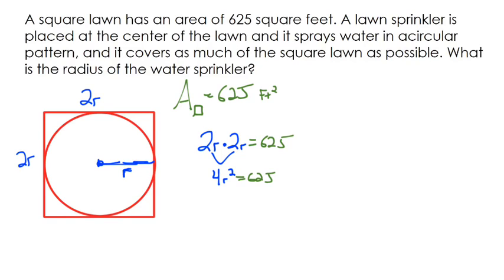And then I'm going to divide by 4 on each side of this equation, because we're going to try to isolate that r squared. And so our r squared is equal to 156.25. And then lastly, I'm just going to solve with roots here. If I take the square root of each side, we're going to be left with the fact that the radius here is 12.5. So, well, that one didn't seem too complicated.